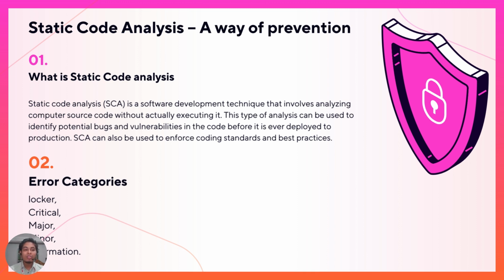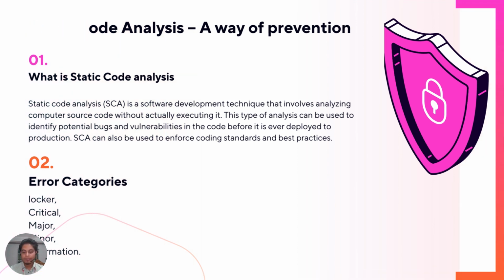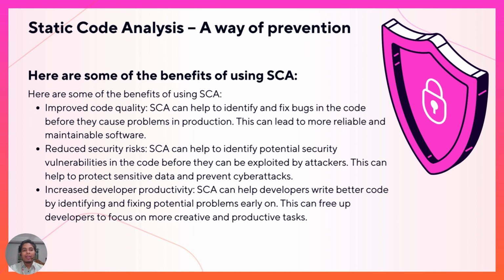Here, number two, you will see the code error categories. First of all, the blocker, then critical, then major, then minor, and then information. And our next slide is also about static code analysis. Here we will see the benefits of using static code analyzing.